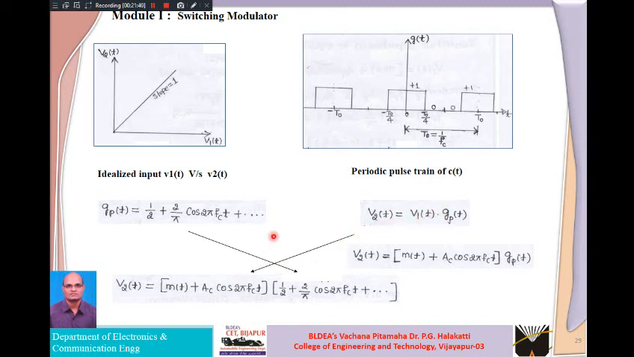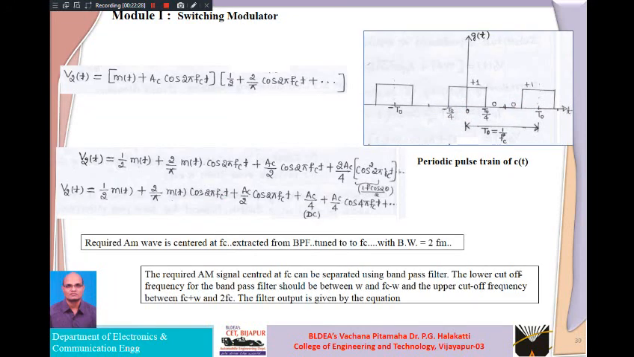What is V1 of t? You already know, it is m of t plus the carrier signal Ac cos of 2 pi fc t, which is multiplied with the train of pulses. Gp of t we can represent by half plus 2 by pi cos, a series we are using to represent this periodic signal. Further harmonics we are not considering because of their very small amplitude, so we consider only the first two terms. You need to remember this, not to worry.